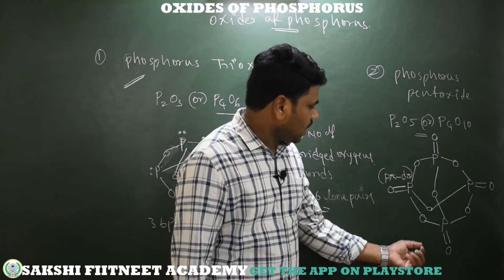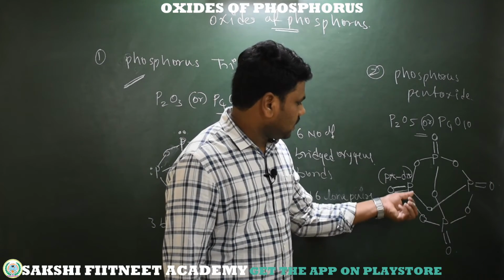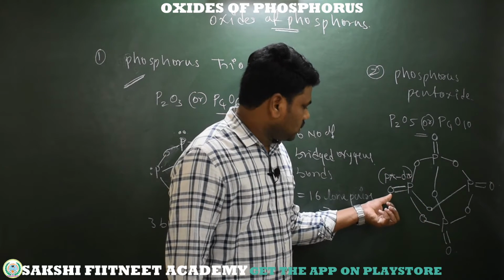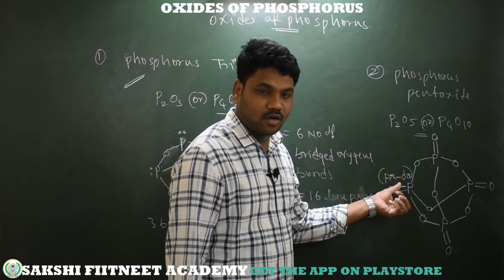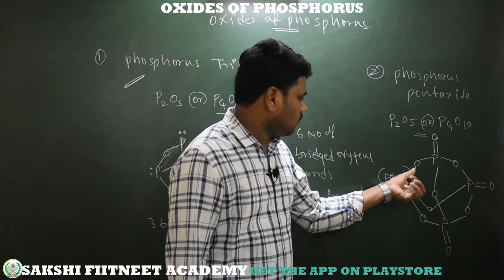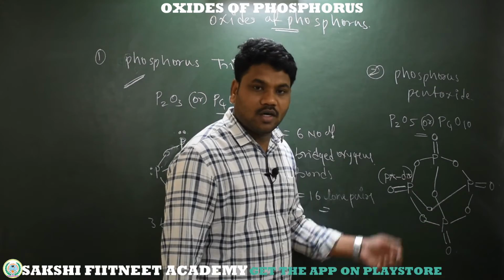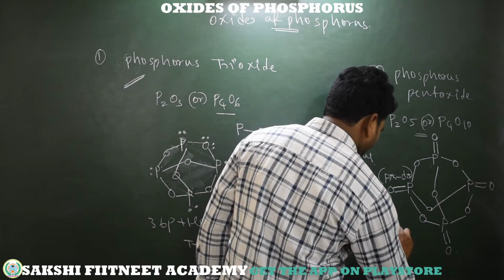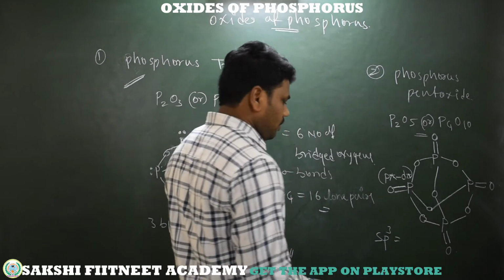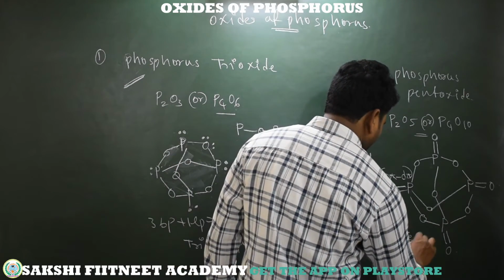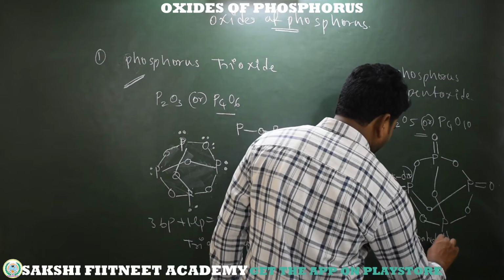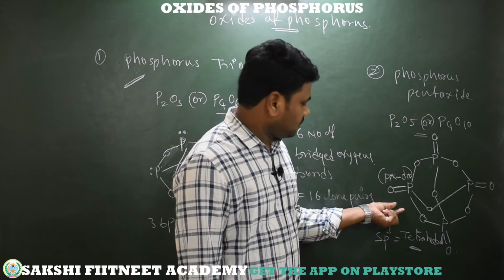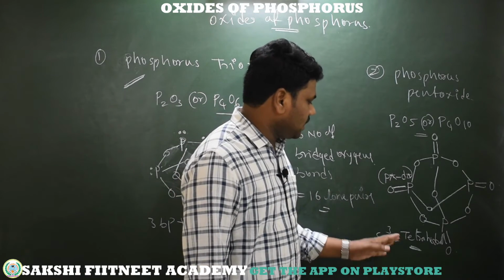Now coming to the hybridization of each phosphorus. This phosphorus is bonded through 3 sigma bonds, and to this oxygen we have 1 sigma bond and 1 pi bond, which we can consider as 1 bond. So 1, 2, 3, 4: 4 bonds around the phosphorus. That means it's sp3 hybridization with 4 bond pairs, and it becomes tetrahedral. So what is the geometry of phosphorus in phosphorus pentoxide? It's tetrahedral, sp3 hybridization.